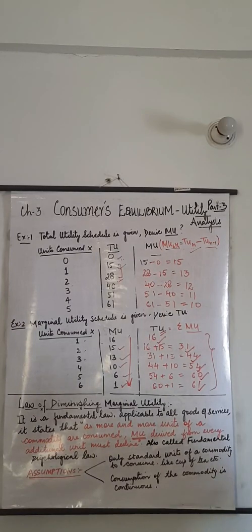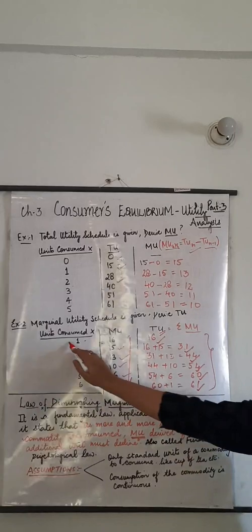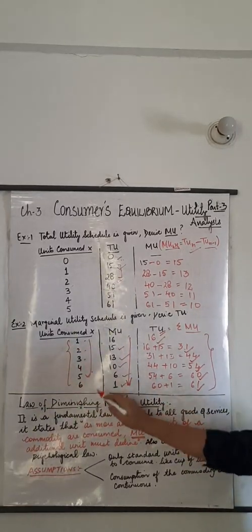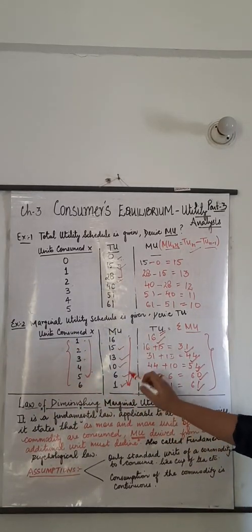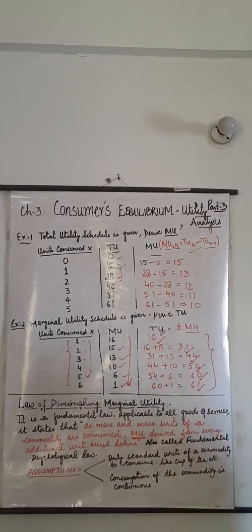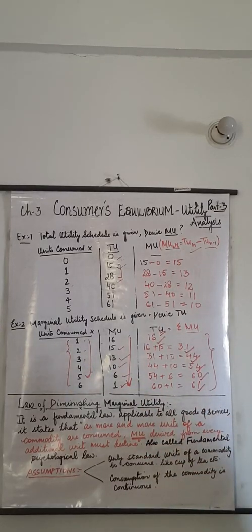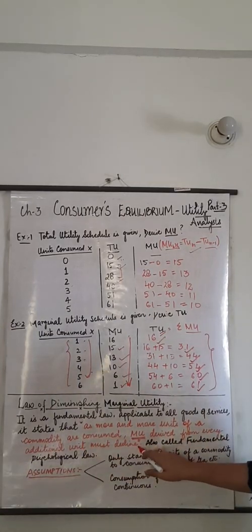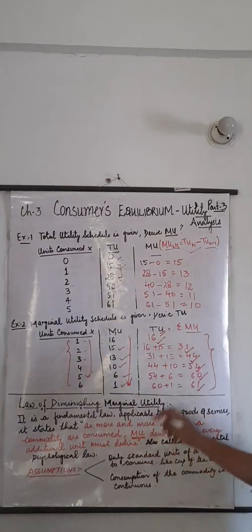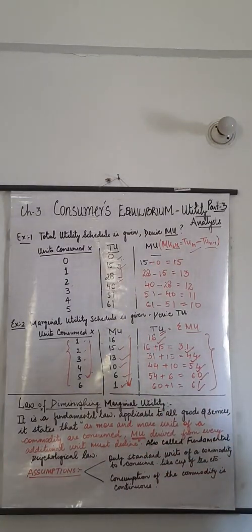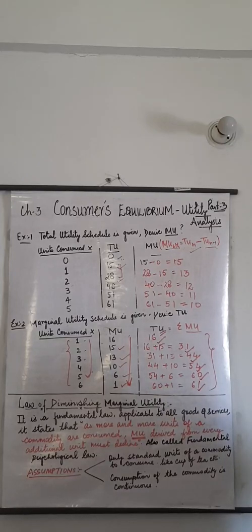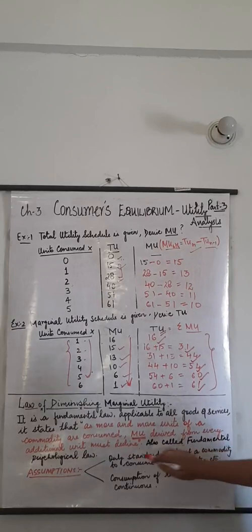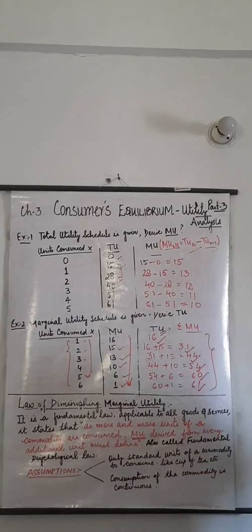Understood? Here it says with every additional unit, the MU will decline. Hence the law of diminishing marginal utility is proved, which says that MU derived from every additional unit must decline. With every unit that we consume of any commodity, the satisfaction cannot be the same. It is also called the fundamental psychological law because it is a psychological thing. It is related to human nature.